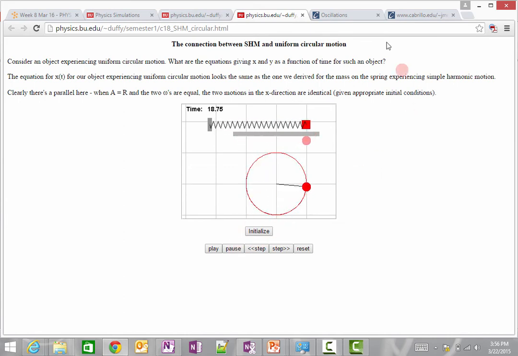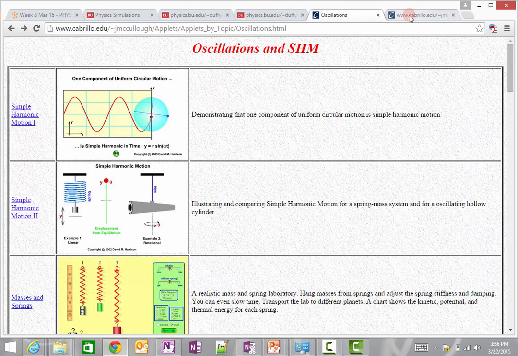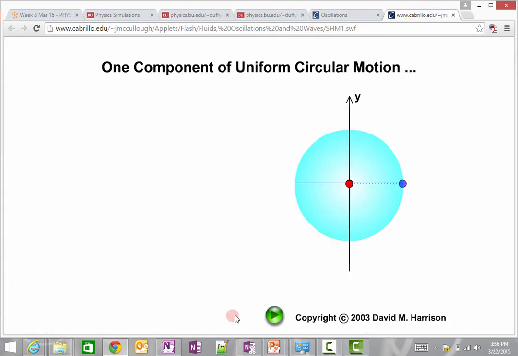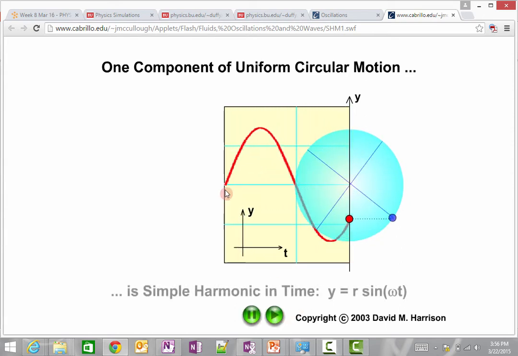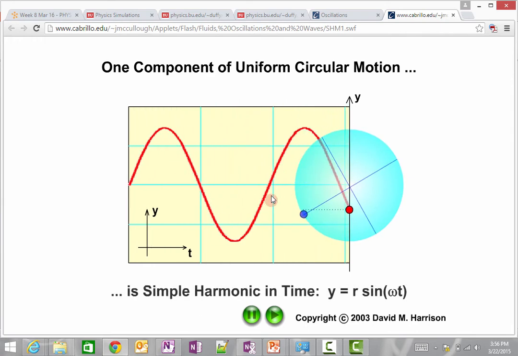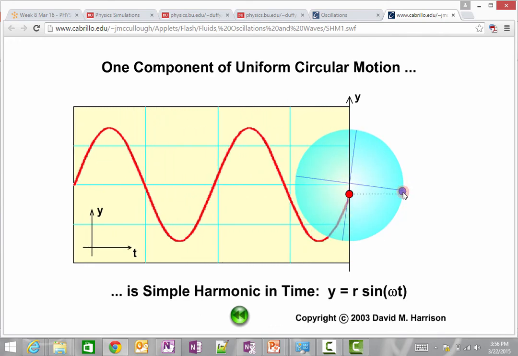Another simulation that shows the same effect is this one here. Here you have this particle moving in a circular motion, and this red particle here is just the y component of the position of this blue particle. So let's look at this y component as a function of time. And then you can see right there that the red point, which is the y component of the position of the blue particle, is describing a simple harmonic motion.